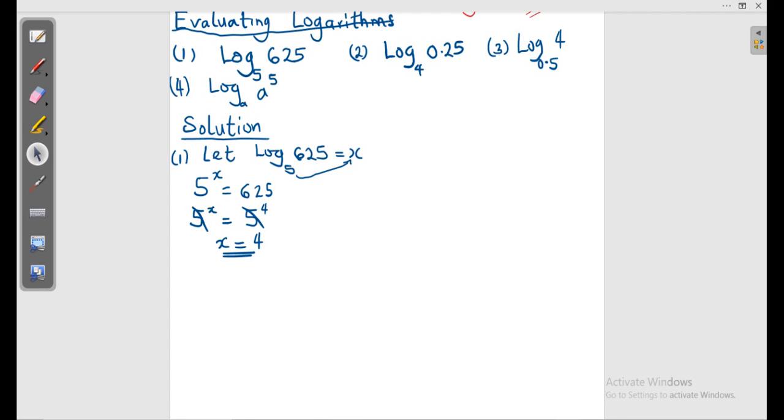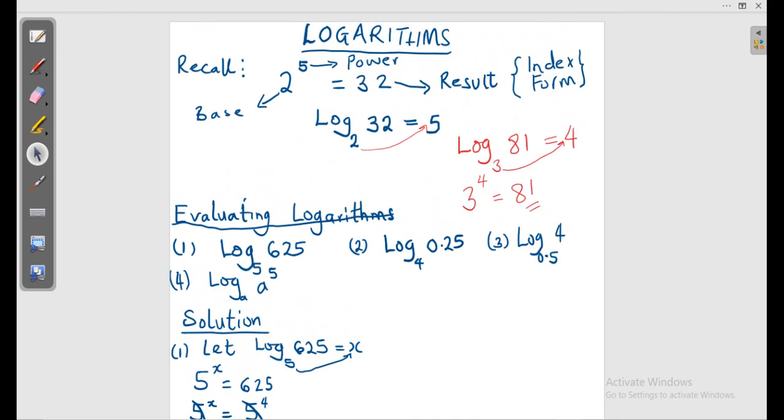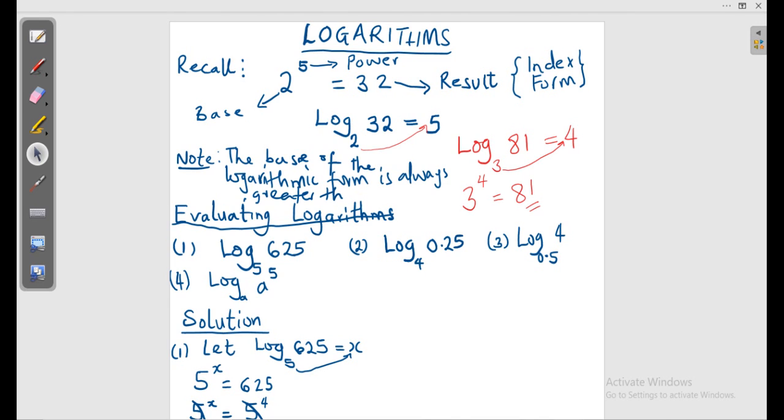Quickly, let me say this here, that the base of the logarithmic form is always greater than 0. So take note of that.